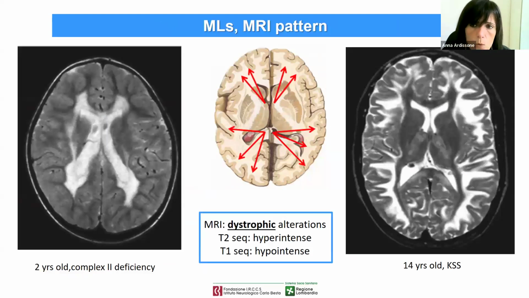But which kind of MRI pattern do we see in mitochondrial leucoencephalopathy? The alterations are suggestive of dystrophic involvement, and so hyperintense on T2 sequences and hypointense on T1 sequences. The sites of the first alterations depend on the age of onset of the disease in relation to the centrifugal myelination direction. And so we can observe deep white matter involvement in infantile cases and subcortical white matter involvement in disease with later onset, for example in juvenile age.